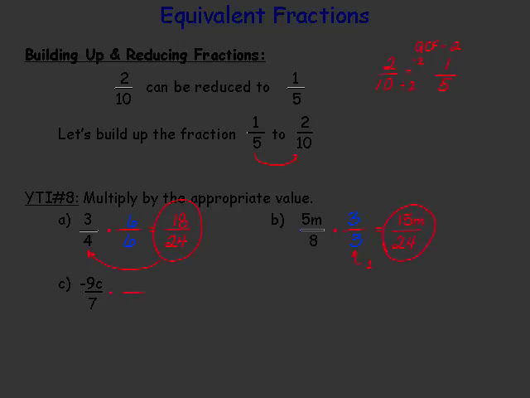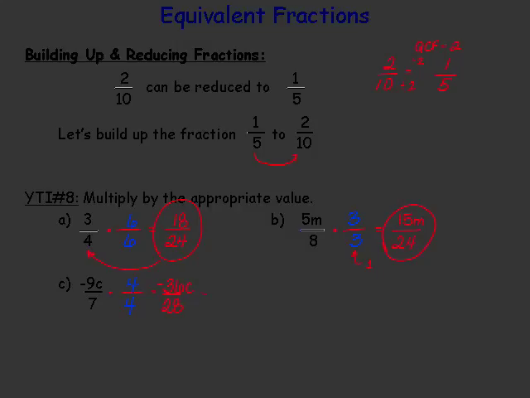Okay, what multiplied by negative 9c will give you a denominator of, let's see, how about 28? Okay, 7 times what will give you 28? Well, in this case, it's 4. What you do to the denominator, you also must do to the numerator. So there's the 4. Negative 9c times 4. 9 times 4 is 36, and you have c, and you have to have the negative.